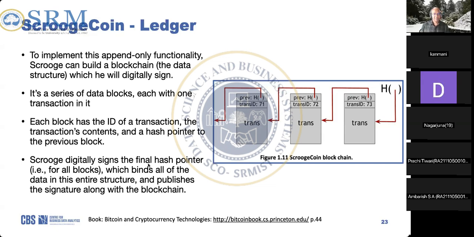Remember that Scrooge digitally signs the final hash pointer so that it is valid. And why do we want him to sign? Because we want to make sure that he's the only one who created this block. Otherwise, somebody else, maybe an eavesdropper, can create a block and add it to the blockchain, and we don't want that to happen because he is the custodian of the currency.